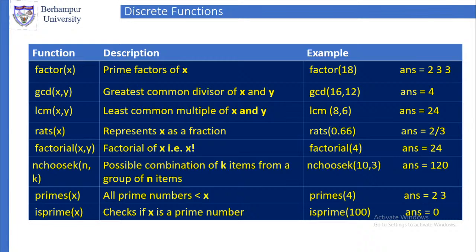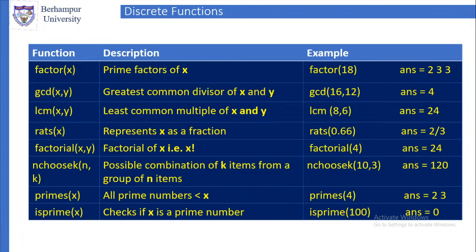Then isprime. Isprime will check whether x is a prime number or not. So isprime 100. 100 is not a prime number, so answer is 0. Isprime 7. 7 is a prime number, so answer will be 1. So this is about some useful discrete functions which you will require while you are writing a program.